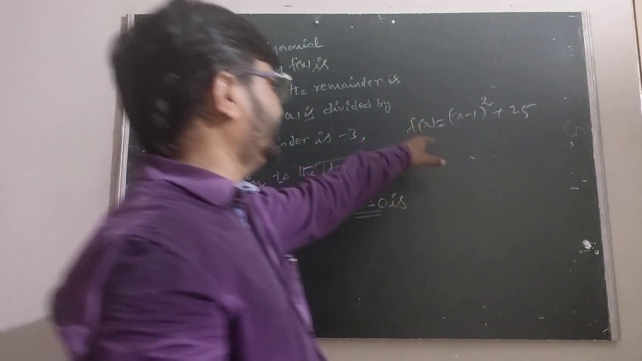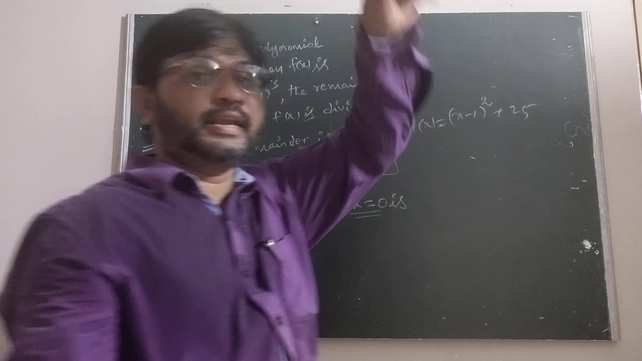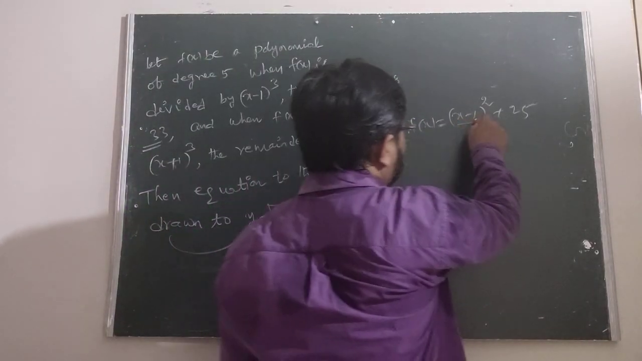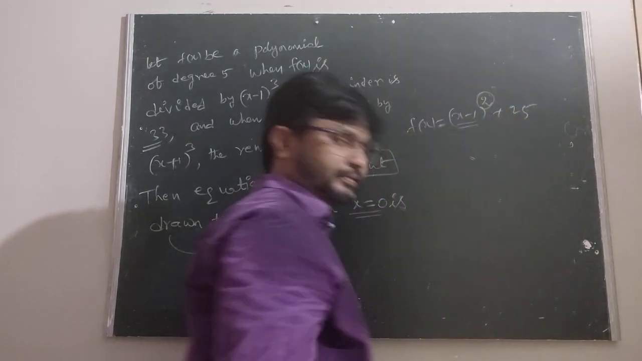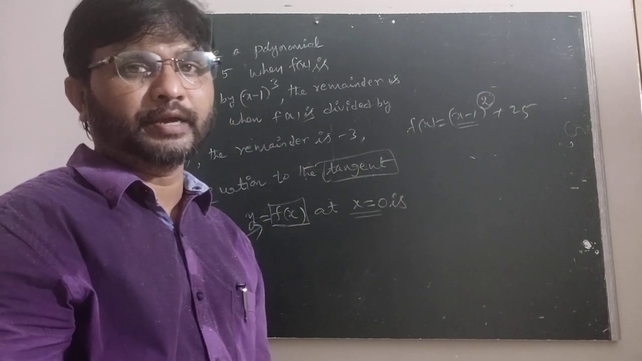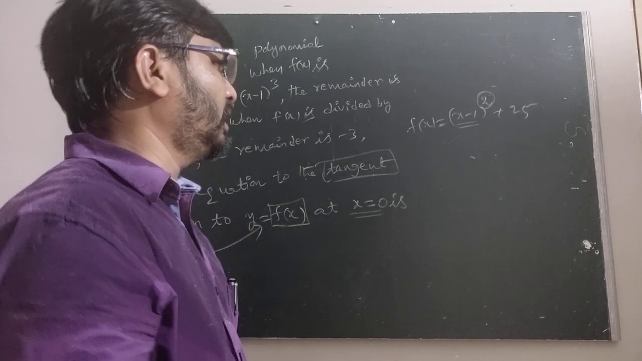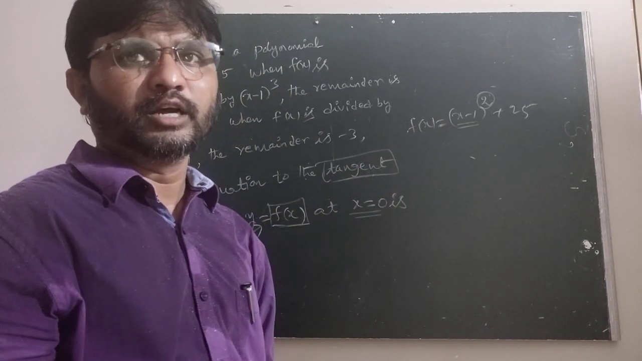Here we are taking f of x as (x minus 1) whole square. When it is divisible by (x minus 1) whole square, it is repeated. How many times repeated? 2 times. Whereas given here, 3 times. We are taking 3 or 2. Suppose I am taking 2 times.